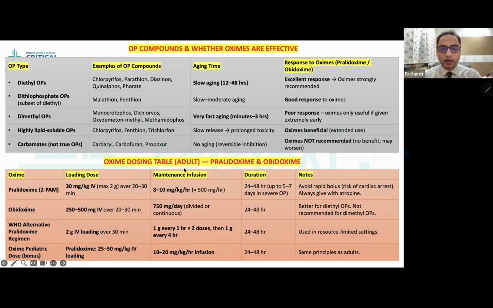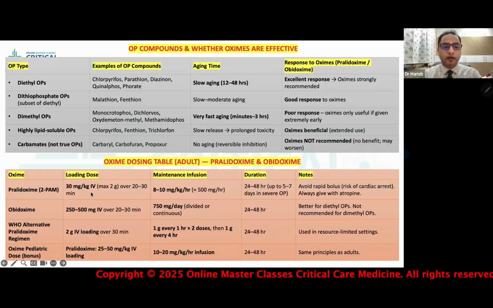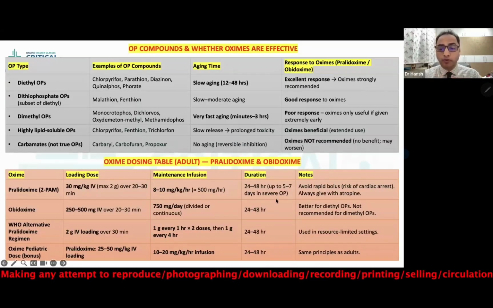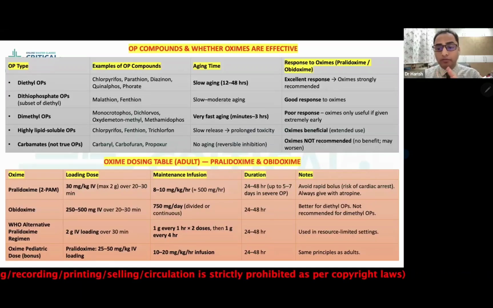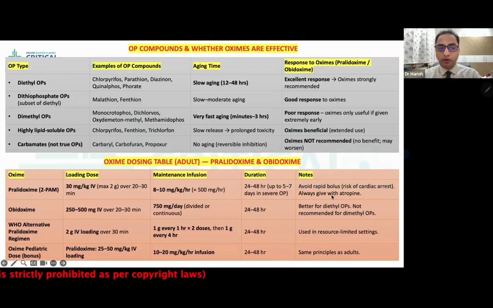Okay. Again, this is the table which tells about the dosing of commonly used pralidoxime and obidoxime. Pralidoxime: 30 milligram per kg IV, maximum 2 gram over 20 to 30 minutes as bolus, then maintenance infusion of 8 to 10 milligram per kg per hour, approximately 500 milligram per hour, up to 5 to 7 days in severe OP poisoning, or maybe 24 to 48 hours. Avoid rapid bolus of pralidoxime because the patient can have arrhythmia, hypotension, cardiac arrest. Always give it with atropine, very, very important.